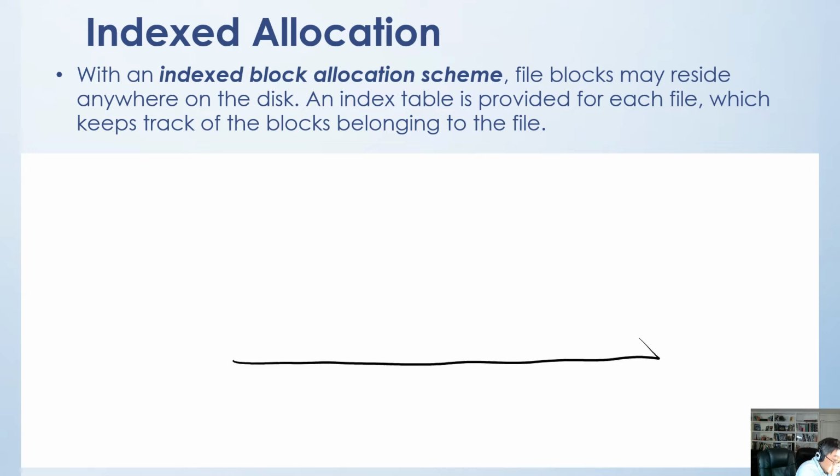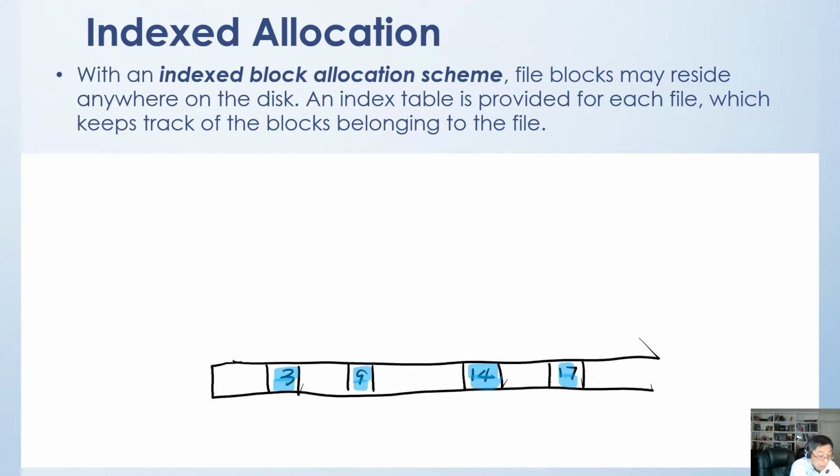Suppose I have a file which used a couple of disk blocks. The first block was 14, the second block is 17, and then 3 and 9, right? We use that example. And 14 is the first disk block. Now, using the index allocation, there's an index table.